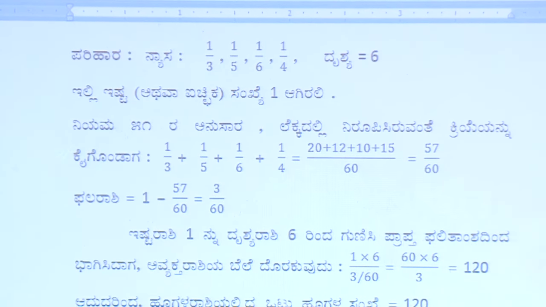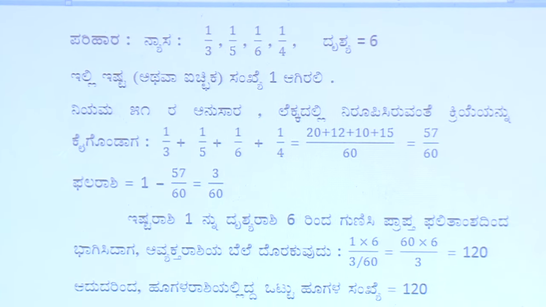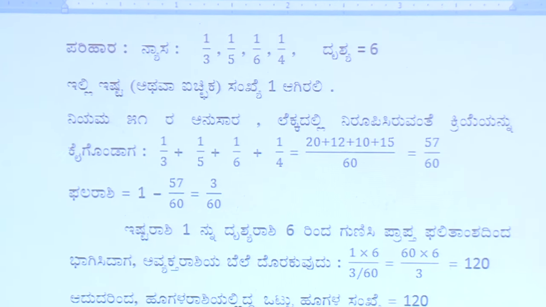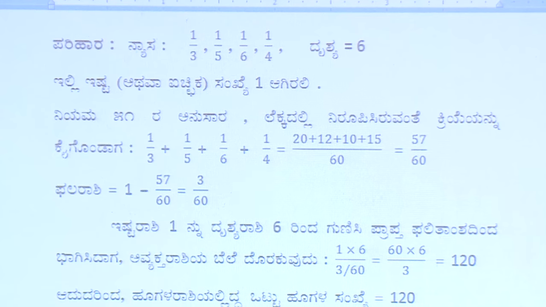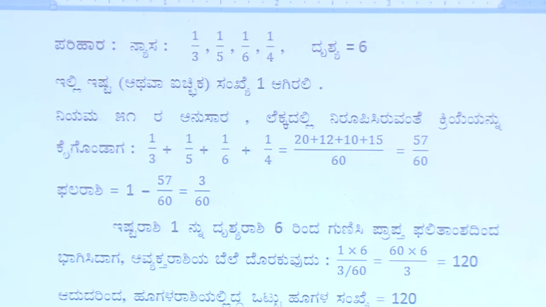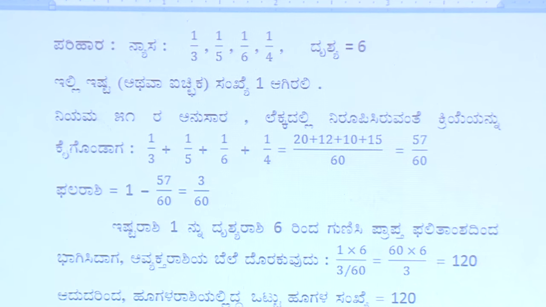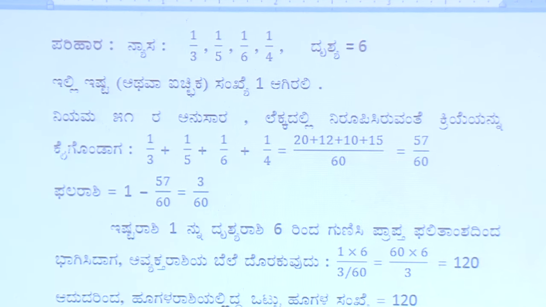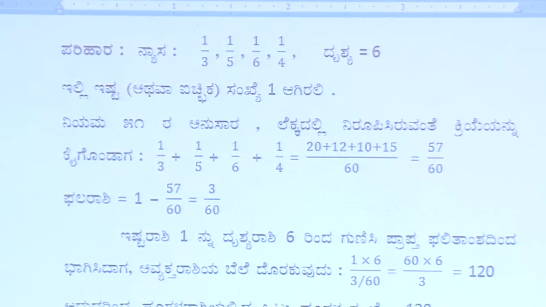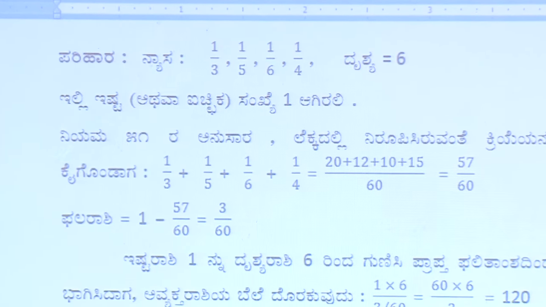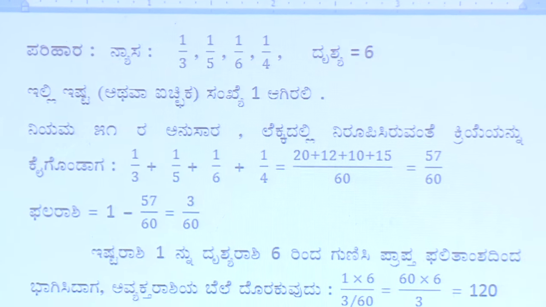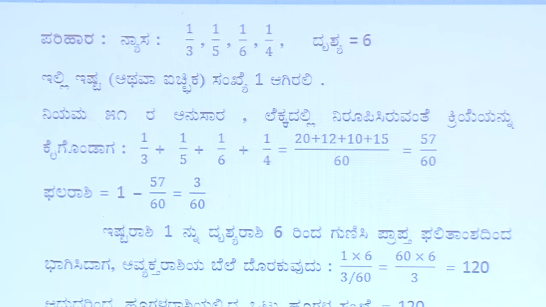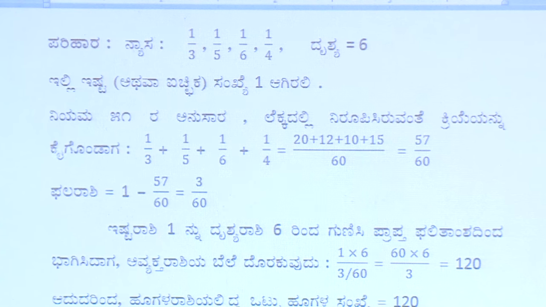Now, what is given, the nyasa, that is 1/3, 1/5, 1/6, and 1/4. Now, known number is 6, Drishya Rashi is 6. Let the assumed number be 1. Then, according to the narration in the problem, 1/3 + 1/5 + 1/6 + 1/4 works out to 57/60. This is the result, not the answer. This is some result, when we perform the operations as per the narration stated in the problem.